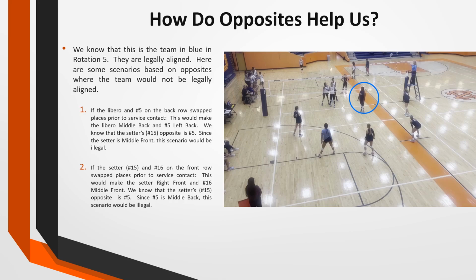What you're seeing is that having the knowledge of opposites, or at least the libero's opposite, and certainly your setter's opposite, can help you identify correct positions on the floor. And knowing correct positions on the floor by knowing opposites is a great determining factor for determining if alignments are legal or illegal.